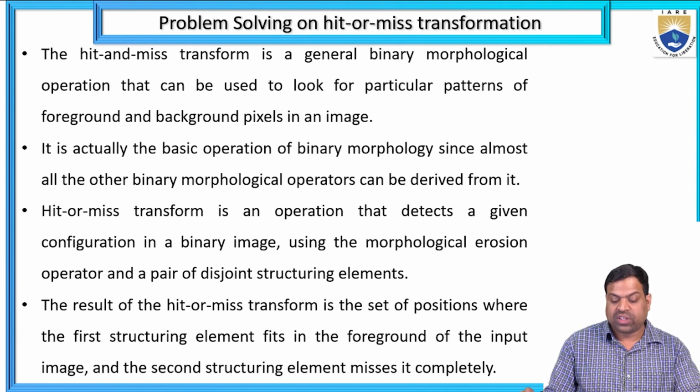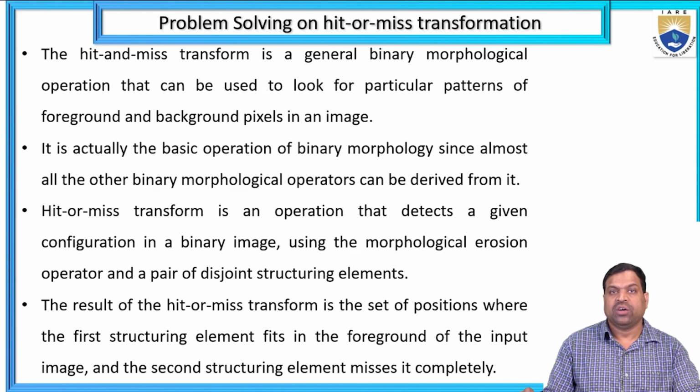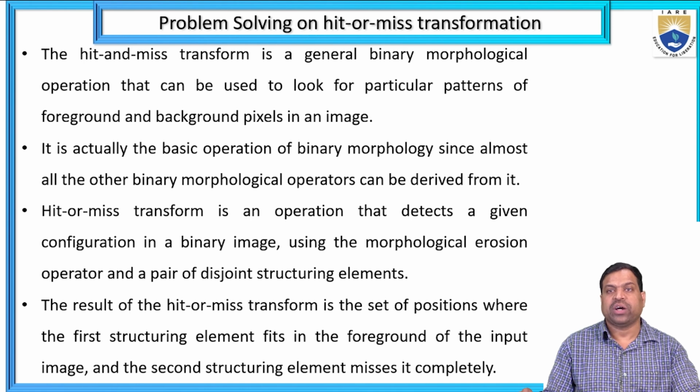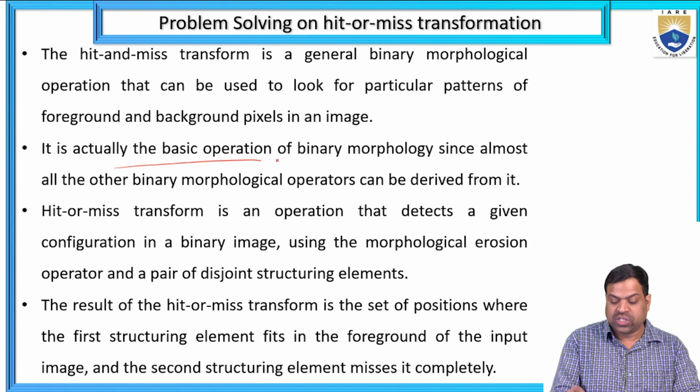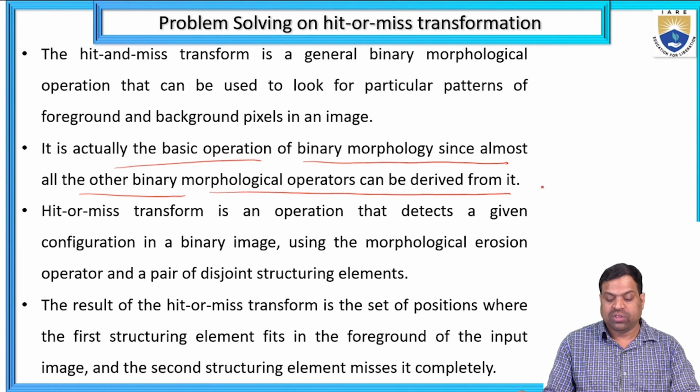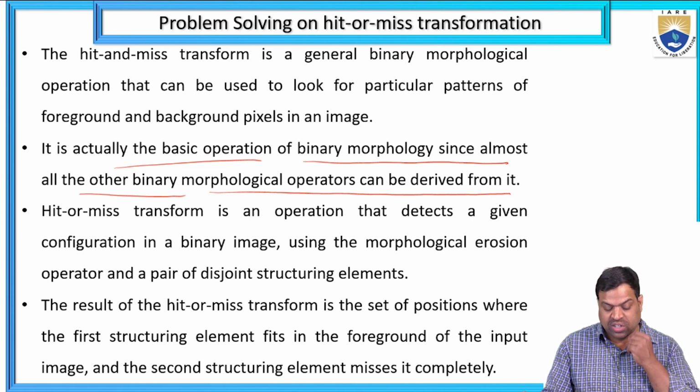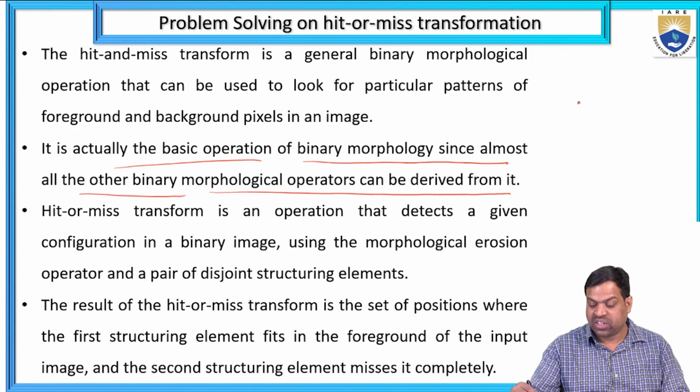And if you are going for the hit or miss transform in the general binary morphological operation, it can be used to look for particular patterns of foreground and background pixels in an image. Actually, it is the basic operation of binary morphology; almost all the binary morphological operators can be derived from it. Hit or miss transform is an operation that detects a given configuration in a binary image using the morphological erosion operator and a pair of disjoint structuring elements. Then the result of the hit or miss transform is the set of positions where the first structuring element fits the foreground of the input image, and the second structuring element misses it completely.